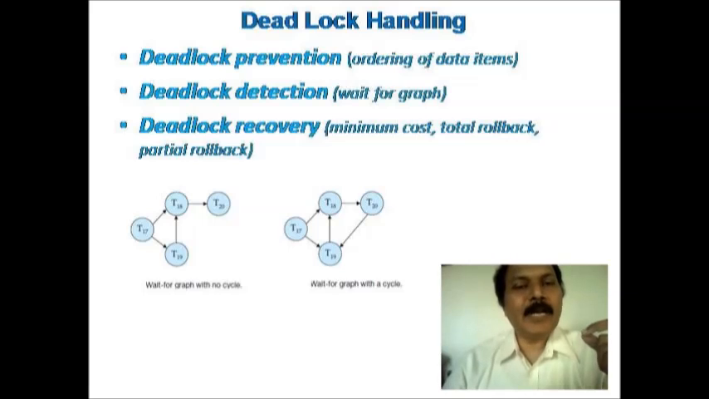Improper sharing of resources or data items among various transactions leads to deadlock. In the deadlock state, the system hangs. For this there are measures: deadlock prevention, which is done by ordering the data items; deadlock detection, which is done with the help of a wait-for graph; and deadlock recovery. In deadlock recovery, the minimum cost is estimated and that transaction is removed or killed.